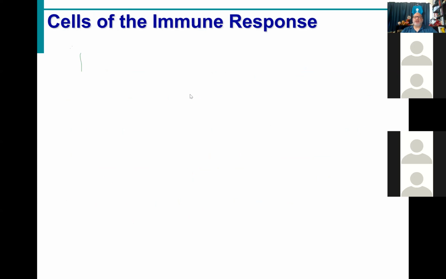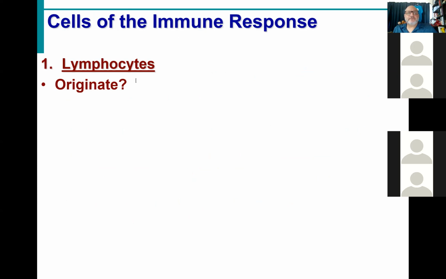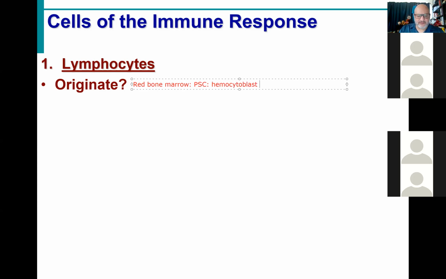Excellent. All right, cells of the immune response. The primary cell of the immune response are lymphocytes, right? As we talked about, they're the ones that are responsible for our immune response. Where do lymphocytes originate again? Red bone marrow. What is the primary stem cell of a lymphocyte? Hemocytoblast. What is the secondary stem cell of a lymphocyte? Myeloid? No, lymphoid. Lymphoid stem cells. Excellent. See, there you go. Some information we remember from the first section.